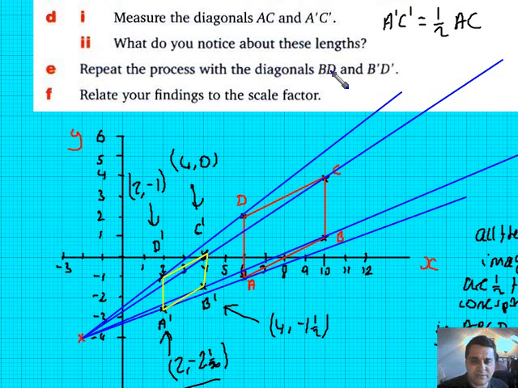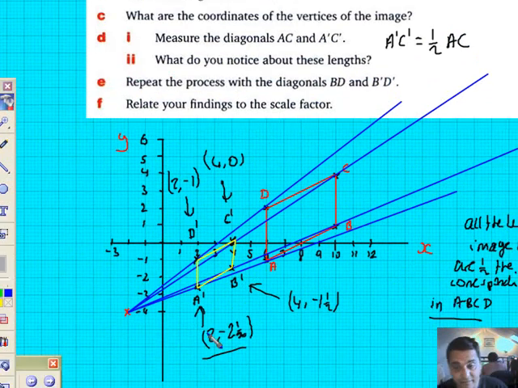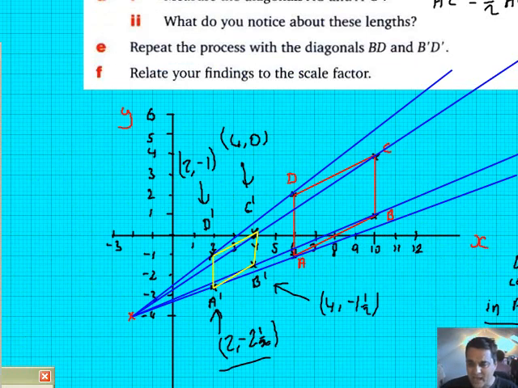Now repeat the process for B, D. Oh, great. Now B and D, that's that diagonal, and B dash, D dash. I'm not going to do that. Relate your findings to the scale factor. Well, I've really answered it right here, haven't I? So I've really combined all this part here, D's, E's and F's. They all combine into this sentence right here. Hopefully you can see that, and I'm not in the way too much of this little description.